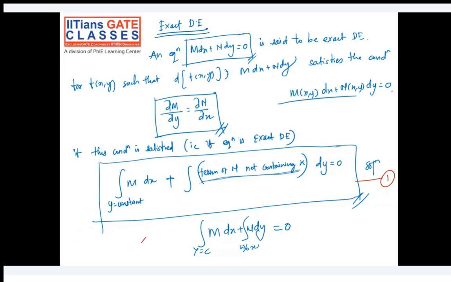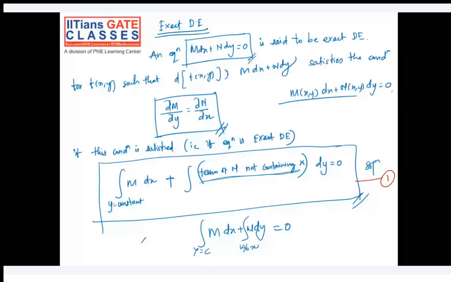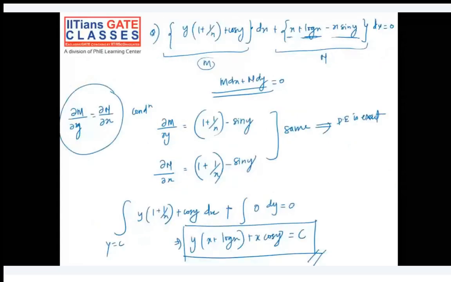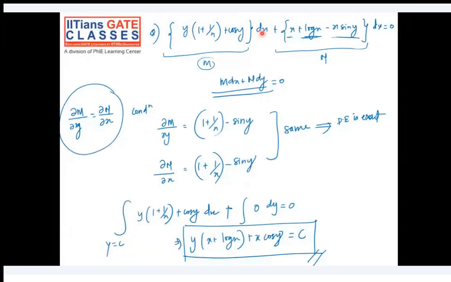I hope you understood how to get the solution for the exact differential equation. Let me give one question to you. I have solved this first question already, and then I will give you questions and you have to solve them. The equation is y into (1 plus 1 upon x) plus cos y dx, plus (x plus log of x minus x sin y) dy equal to 0. The coefficient of dx is M and the coefficient of dy is N.